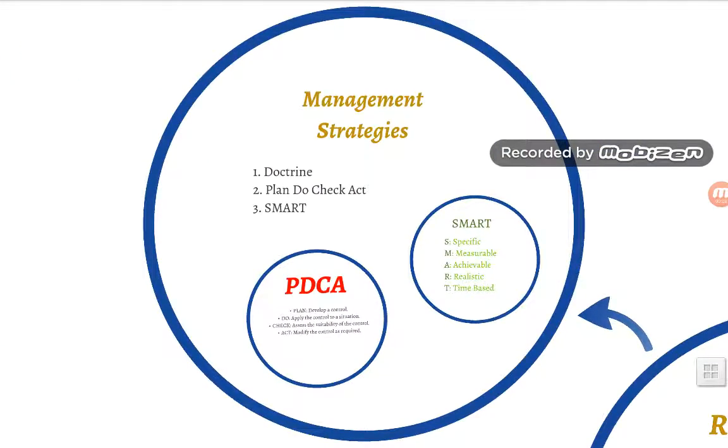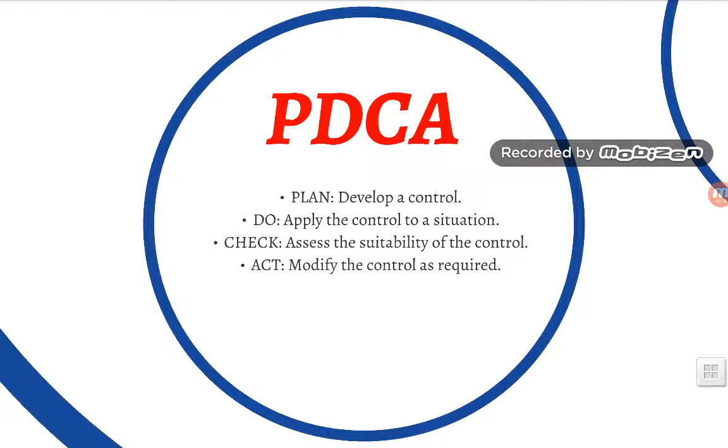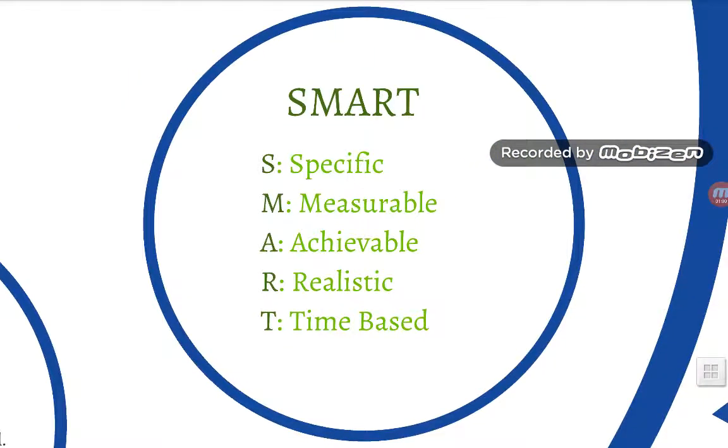In order to manage risk, we adopt two management strategies. The first involves PDCA, or Plan, Do, Check and Act. During the PDCA cycle, we first plan a control to mitigate a risk. We apply the control, we assess the suitability of the control, and we modify the control as required. This is a cyclical process which focuses on continuous quality improvement.